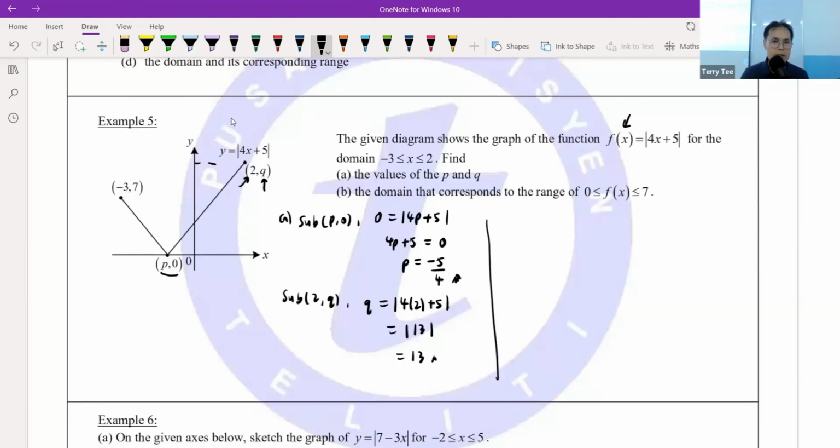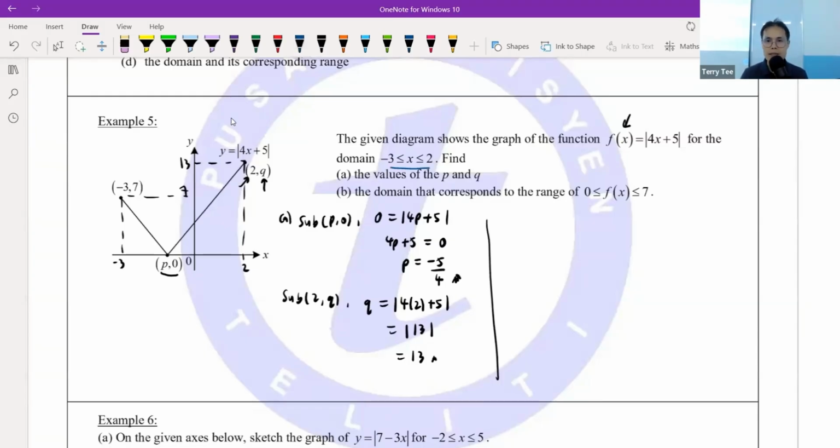Okay, so that means that this one is 13 here. This one is minus 3. This one is 7. Okay, and this is 2. Okay, the next one. Normally, they will tell you for the given domain, find the range. You see, the domain is already given. This is a domain, right? If I ask you what's the range, then your range is from 0 to 13.